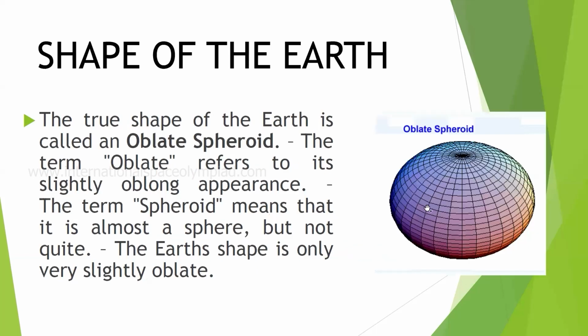Here you can have a look at an example of oblate spheroid. This is an exaggerated example. Earth is not having this much bulge, but sure, it has a bulge in the equator. Oblate refers to the oblong appearance, and the term spheroid means that it is almost a sphere, but not quite.